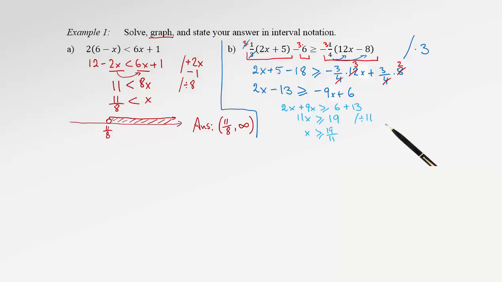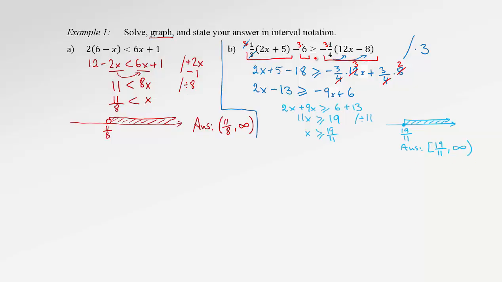19/11. Now to visualize this set, let's draw a number line, and we'll place this 19/11 as a filled-in dot, to indicate that the 19/11 is included in the solution set, and everything that goes above 19/11. Therefore, our answer in interval notation is everything from 19/11, including the 19/11, until infinity, round bracket.